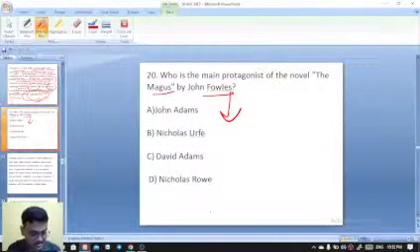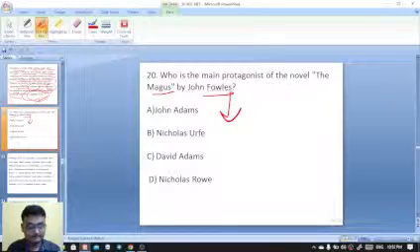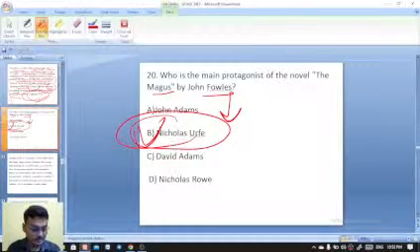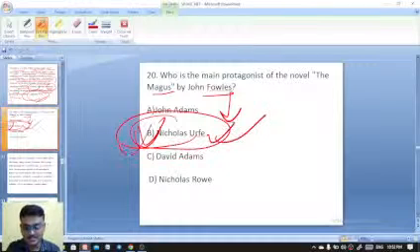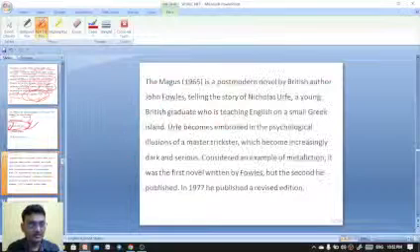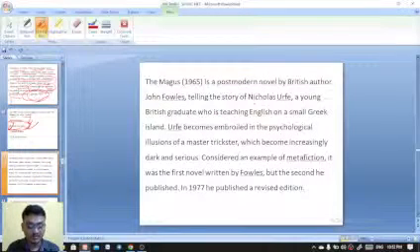Exactly, exactly, Saubhagya. It's Nicholas Urfe. The novel's protagonist is Nicholas Urfe. Exactly. So B is the right answer. The French Lieutenant's Woman, The Magus and The Collector. These are three famous works by John Fowles.